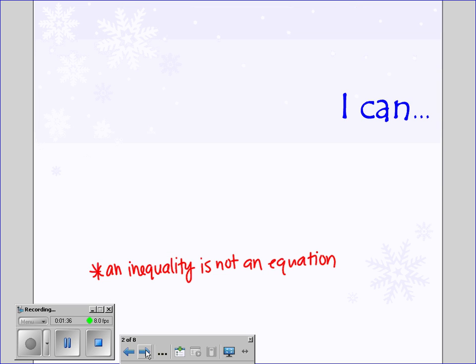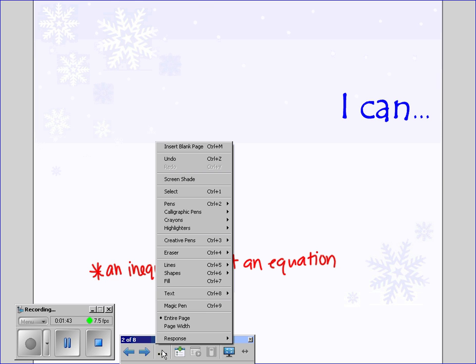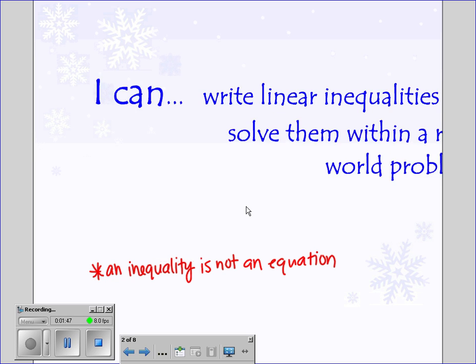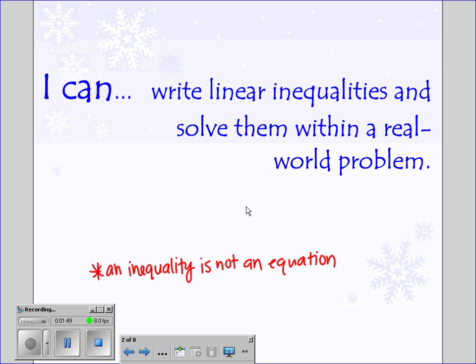Moving right along to our notes. Our I can statement for the day. Forgot to put my highlighter up. Our I can statement for today is: I can write linear inequalities and solve them within real-world problems.